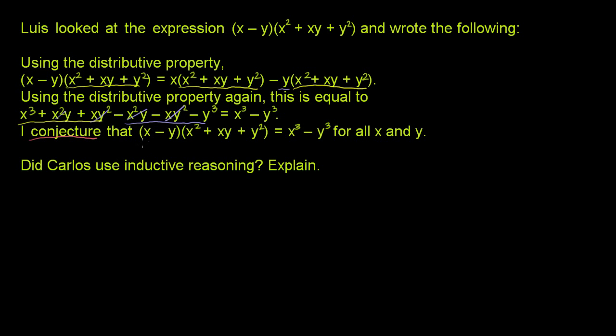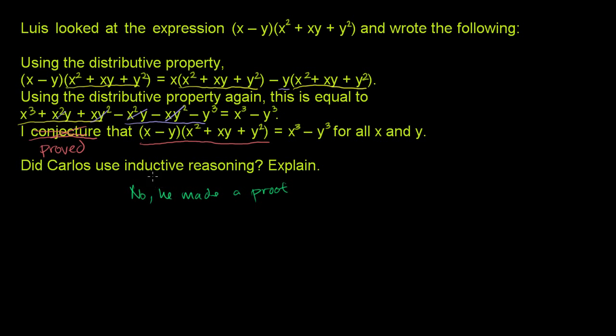He proved that (x − y)(x² + xy + y²) is equal to x³ − y³. He should have written, and this is a much stronger thing to say, I proved that this is true for all x and y. So to answer the question, did he use inductive reasoning? No, I would say that he made an outright proof.